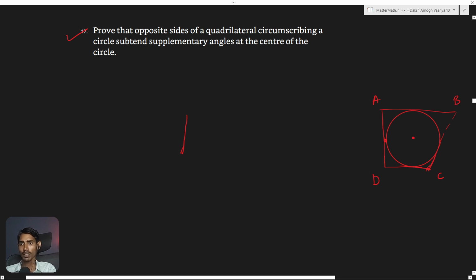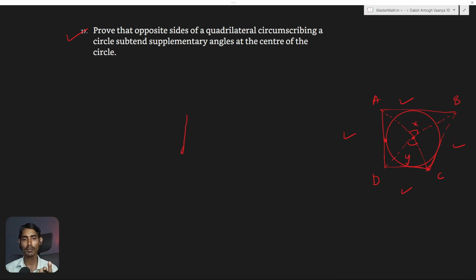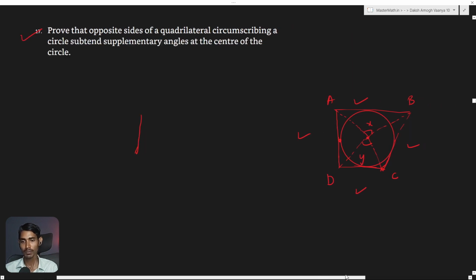We need to prove that the opposite sides of a quadrilateral circumscribing a circle subtend supplementary angles at the center. So that means opposite sides AB and DC would subtend angles at the center. This is what we need to find, right? This angle and this angle, X and Y, should be supplementary, and also for AD and BC. We'll do it for one. The remaining would be automatically supplementary because it would be 360 minus 180. That would be pretty obvious.